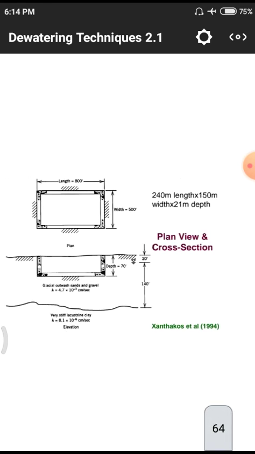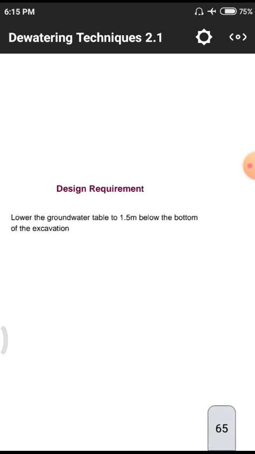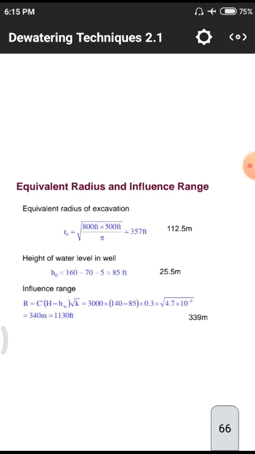These are the different examples: plan views and cross sections, and a design requirement of lowering the groundwater table up to 1.5 meters below the excavation. These are the radius changes and others. I am simply showing them; whenever you need to observe them closely, simply pause the video and observe.